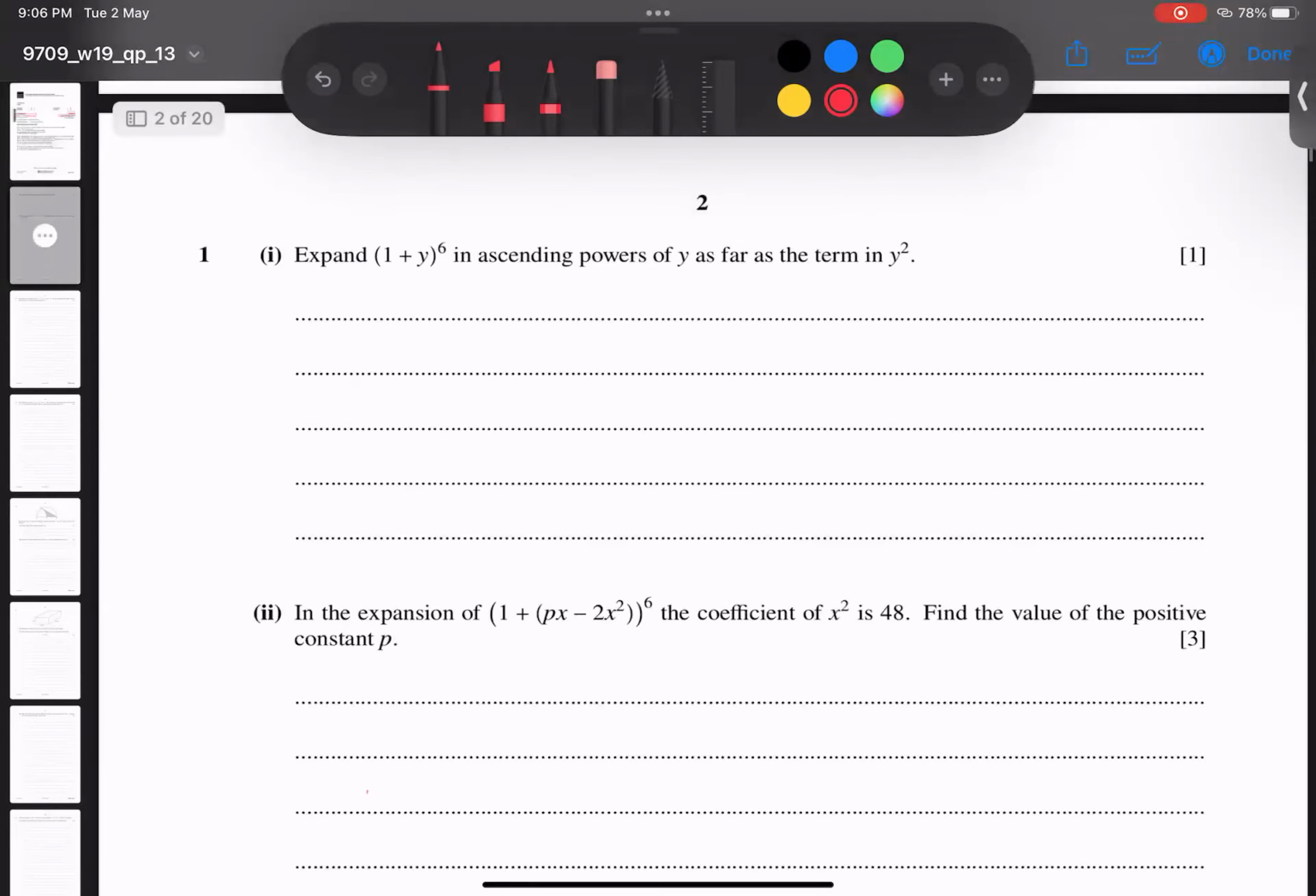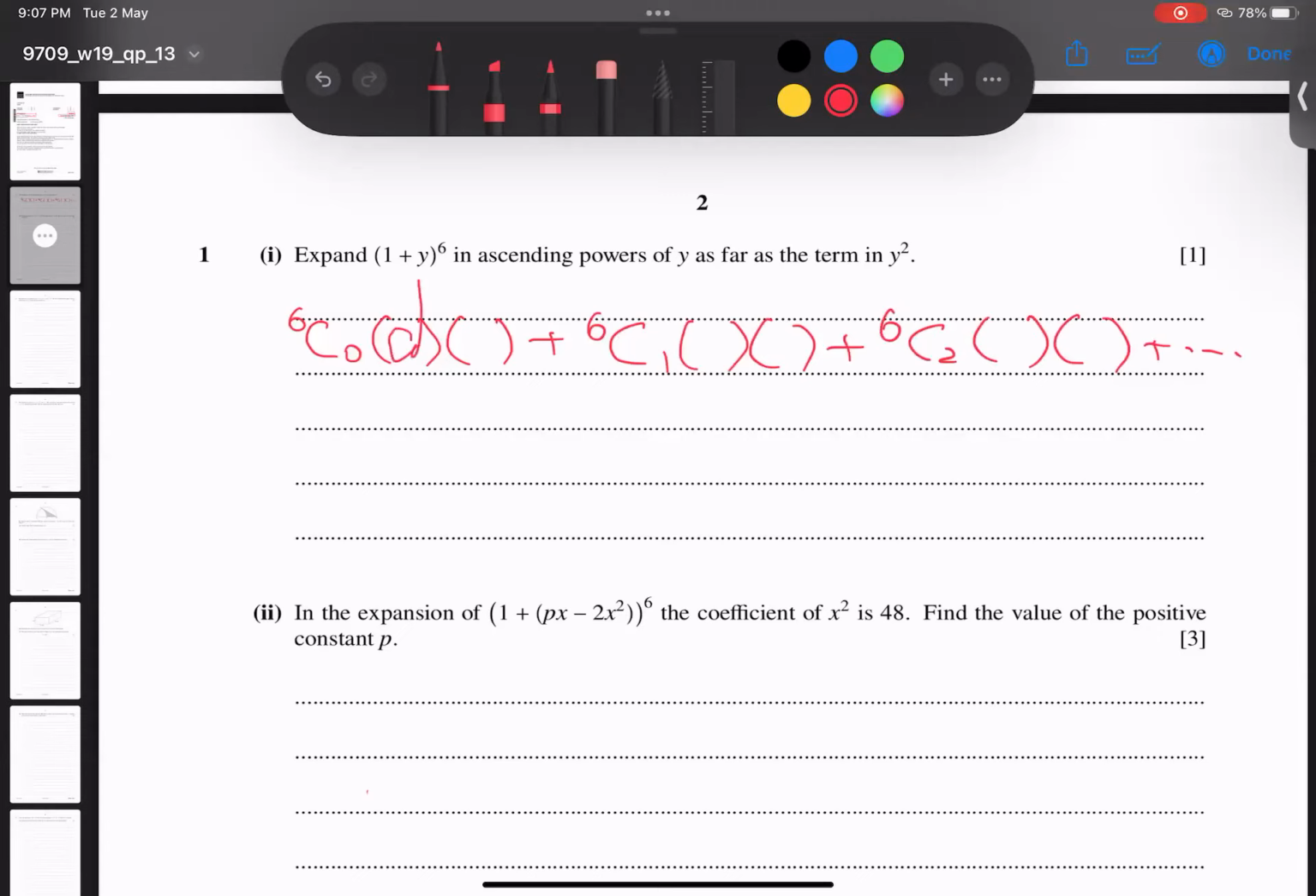So the first question says you have to apply binomial expansion, and he said the term as far as the term y squared comes. Basically, what is the formula? You know it very well. 6C0, then two brackets, 6C1, then two brackets, 6C2, two brackets, and no need to go further.